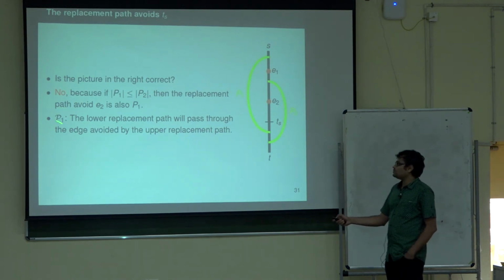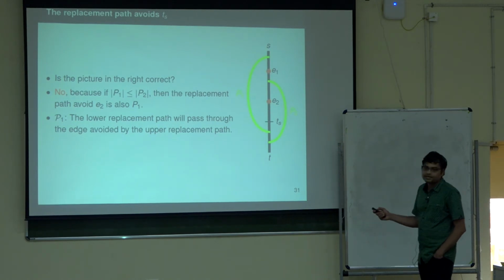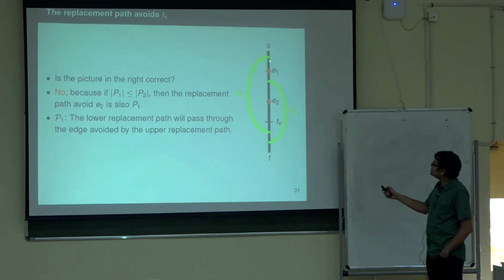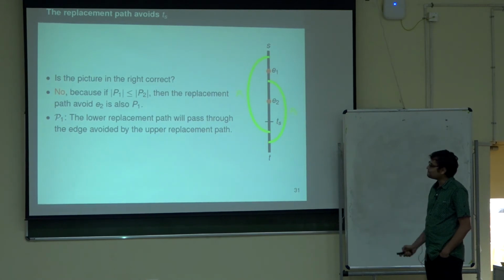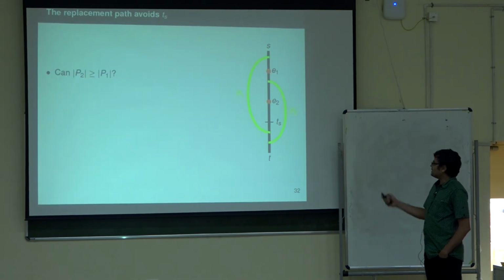So this is the property: the lower replacement path will pass through the edge which is avoided by the upper replacement path. So this is the upper replacement path, this is the lower replacement path. So the lower replacement path should pass through the edge avoided by the upper replacement path. So I know this is the picture. Let me ask you another question. Can the length of P2 be greater than the length of P1? So this length is greater than this length.